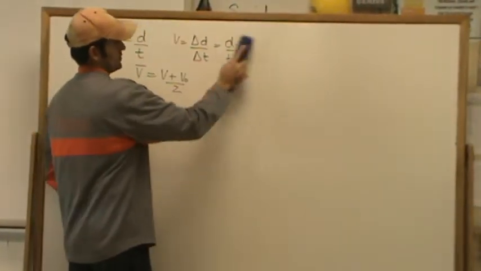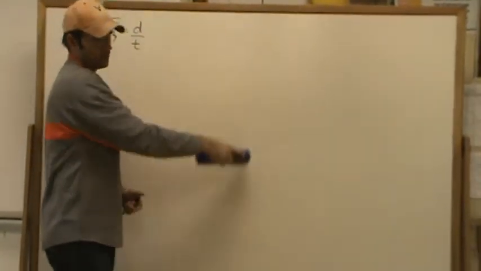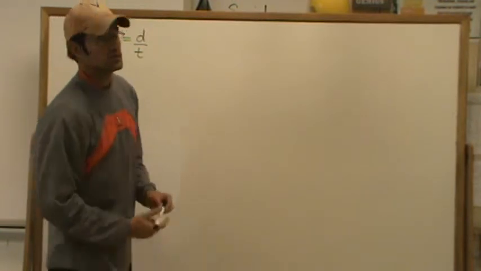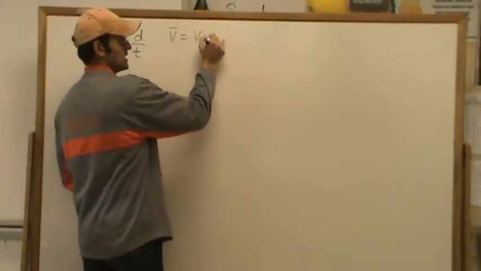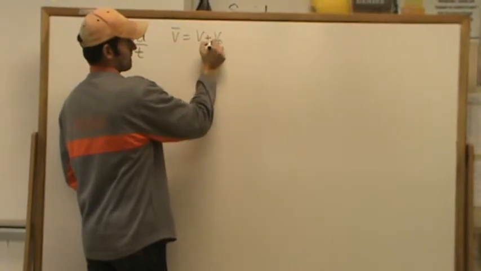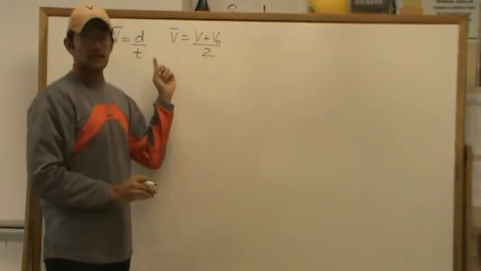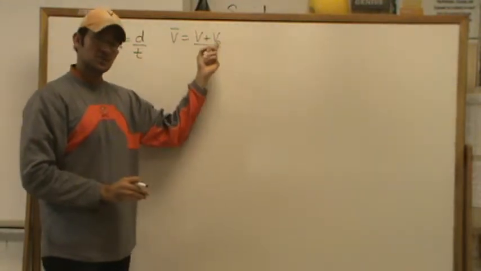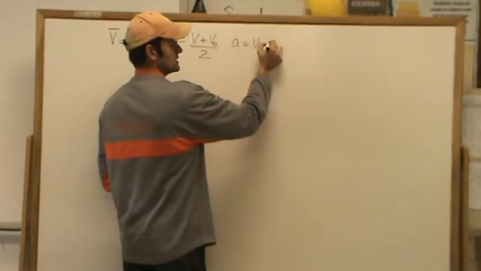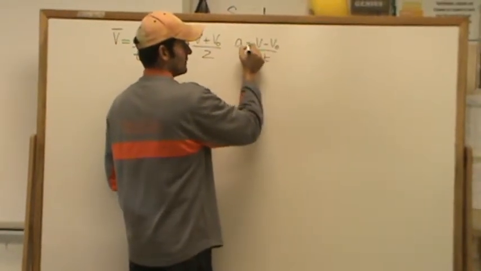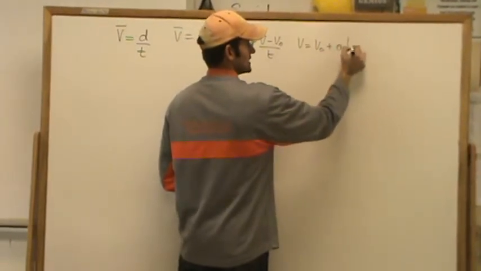So some of the important equations for your kinematics discussion for one-dimensional motion and later two-dimensional motion are these equations that I'm putting up on the board. You don't actually have to memorize them because they're common sense. Average velocity is displacement over time. Average velocity is final velocity plus initial velocity divided by 2. Acceleration is final velocity minus initial velocity over time, or final velocity is initial velocity plus acceleration times time.